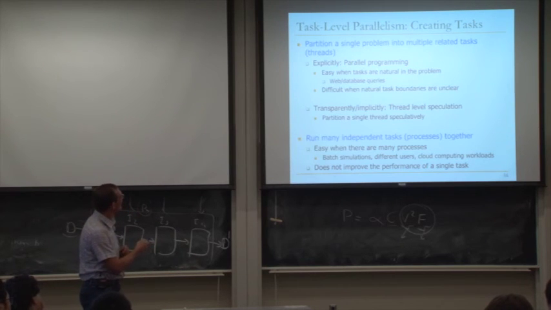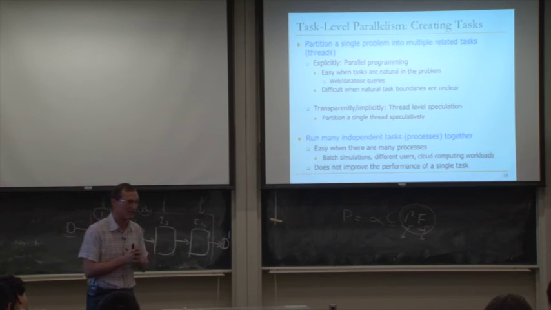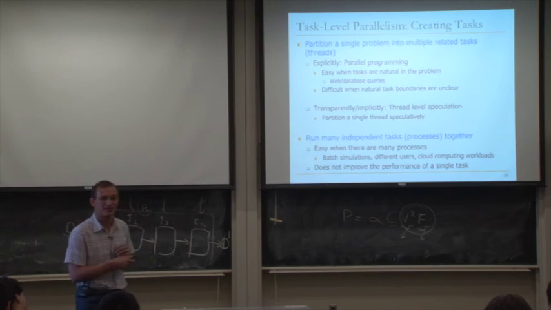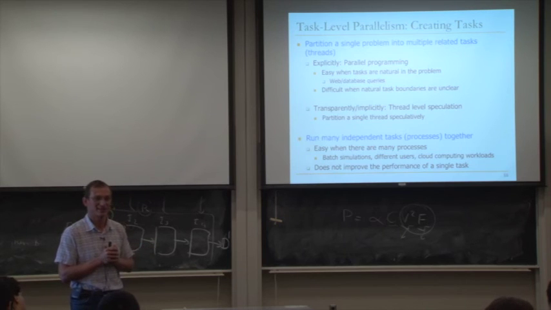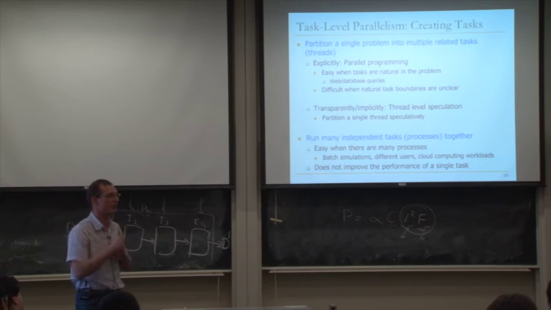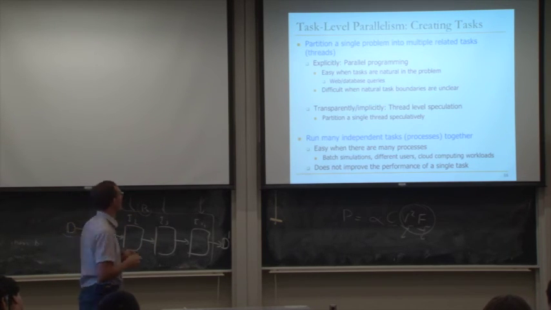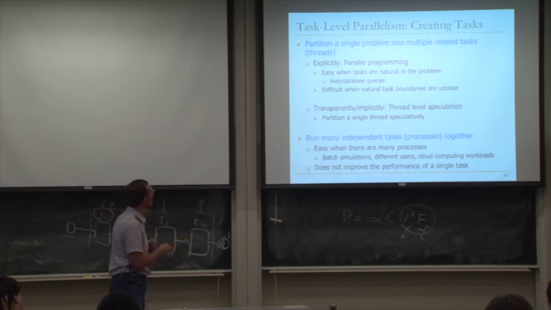Okay. So when you do parallel programming, you basically create these tasks explicitly. This is easy when the tasks are actually natural in the problem. It's difficult when the natural task boundaries are not clear. How do you actually divide a single program into multiple pieces? And we'll talk about some of this.